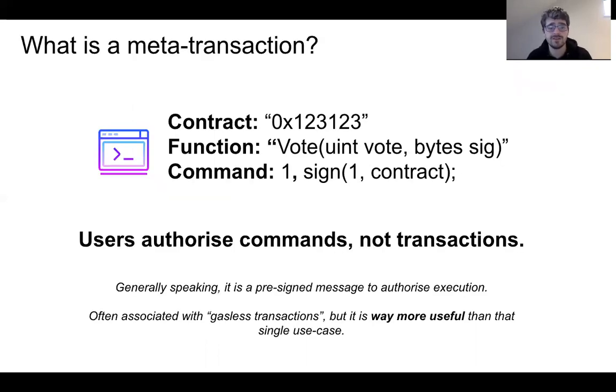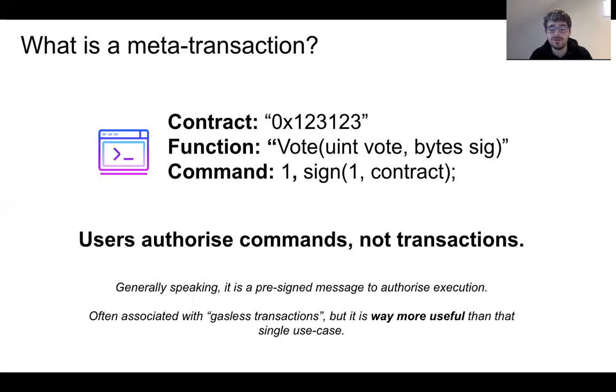So what is a meta transaction? The idea is that the user will authorize commands and not transactions. They'll sign a message that says, go to this contract, go to this function, execute this command. Now, historically speaking, they've always been associated with gasless transactions, which aren't actually gasless at all. The whole point is that someone else will pay the fee on your behalf. But I believe they're way more useful as a basic primitive than just gasless transactions.